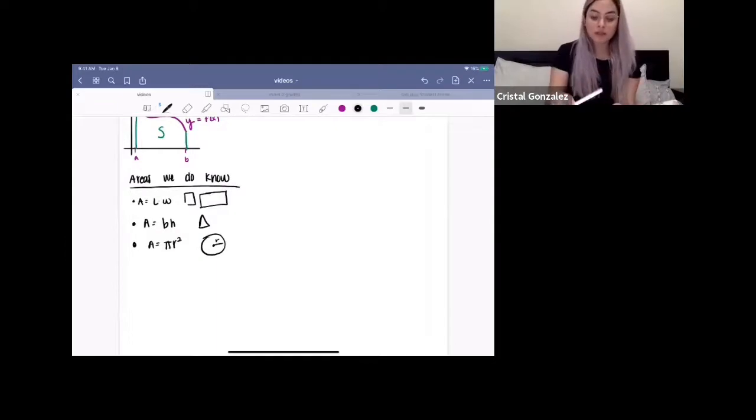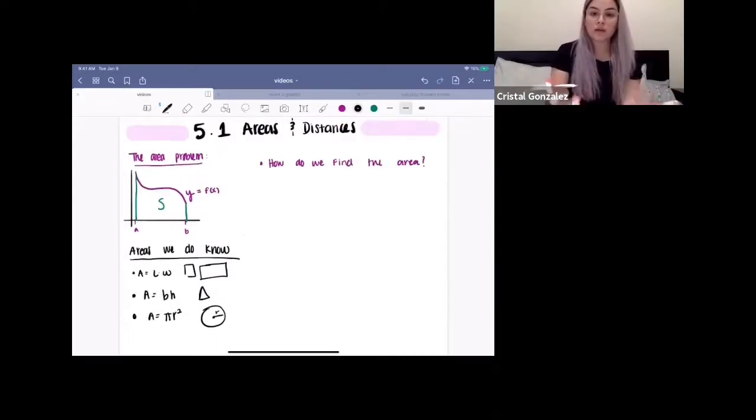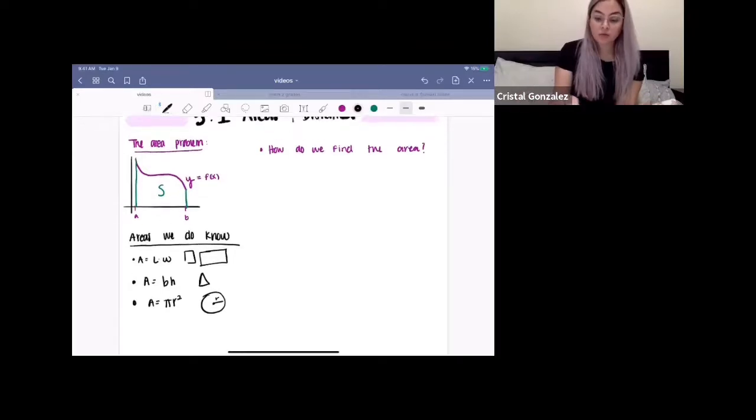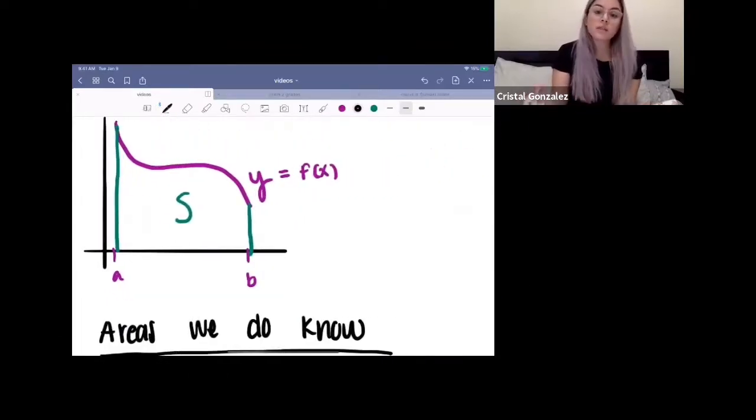But how is this going to help us find the area of something like this? We don't know how to find it. I mean, what can we do? There's nothing that we can do. We don't have a set formula for this, but good news is that calculus can actually help us find it.